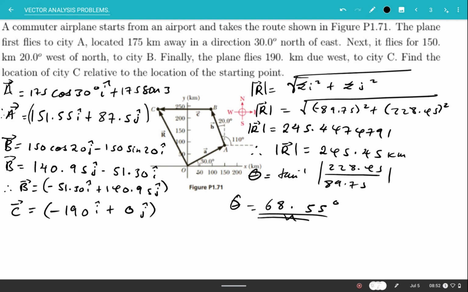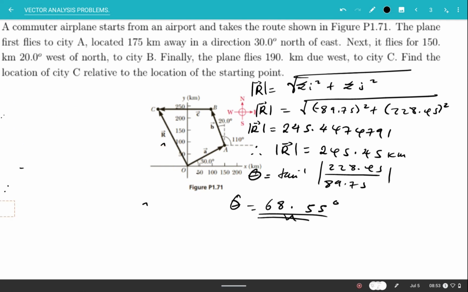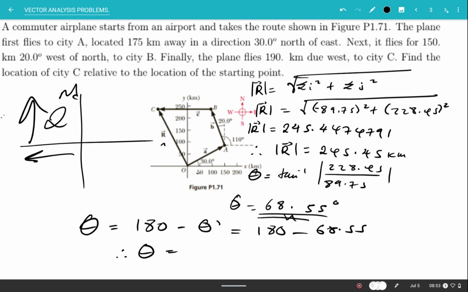So if you look at what you have, it's a negative and that's the positive. So it implies that what we're having is a scenario where it's like that. So you're having the negative x, then the positive y. So it's in the second quadrant. So theta is equal to 180 minus theta prime, which is 180 minus 68.55. Therefore, theta is equal to 111.45 degrees, and that is your direction.